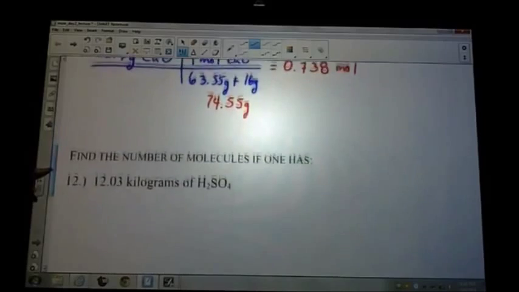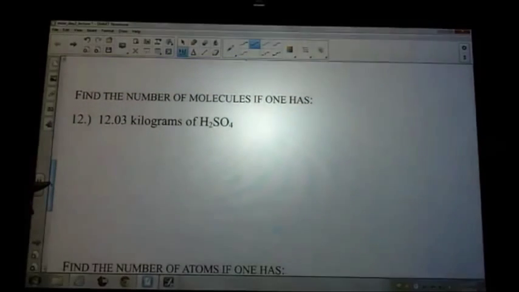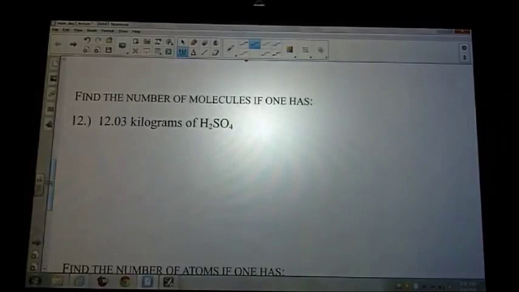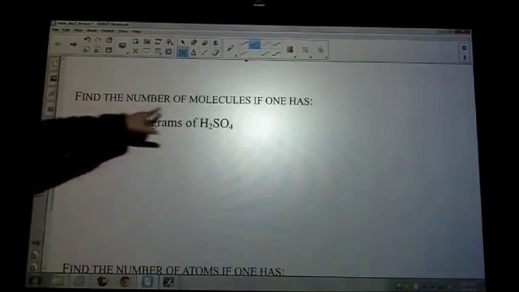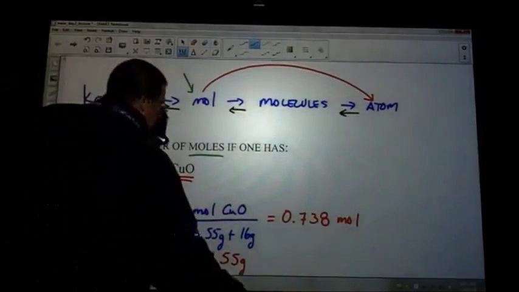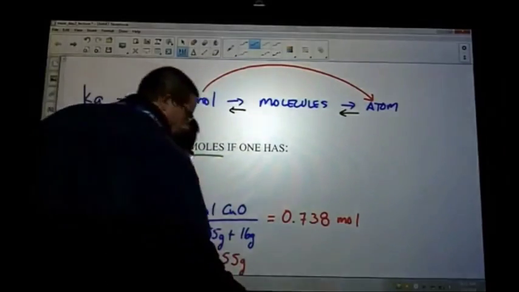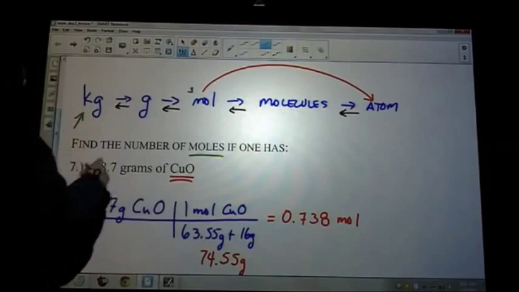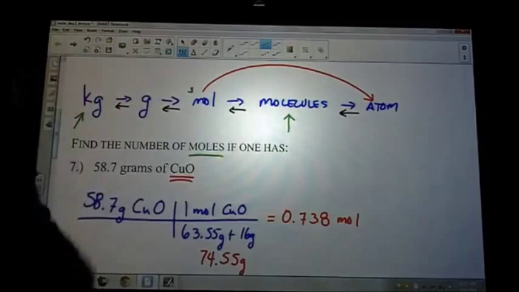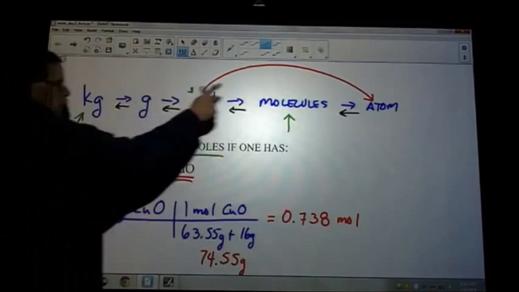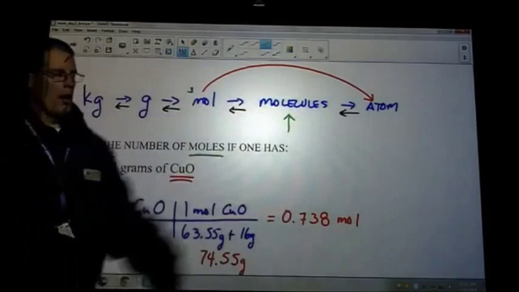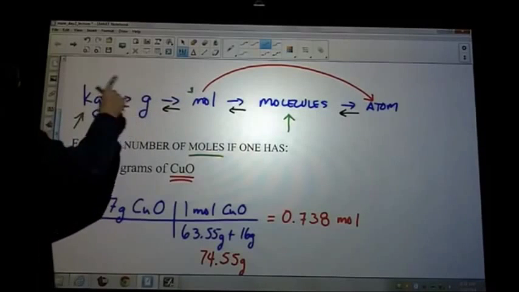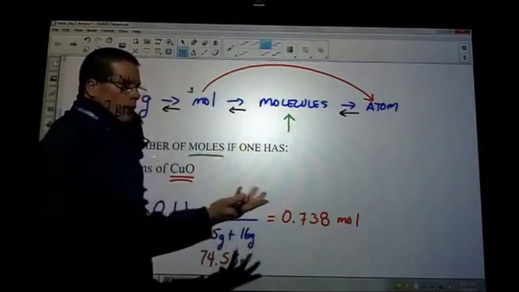Okay, let's take a look at number 12. Now it's starting to get into some fun. Okay, so here number 12 says 12.03 kilograms of sulfuric acid, H2SO4, and it wants to know how many molecules. So in this problem, we're starting with kilograms, and we're going to what? Molecules. So we're going to go here. So starting with kilograms, going to molecules, so you're going to have a 1, 2, 3 step process. And that's probably a good way to do that. Just have this written on top and then realize, okay, I'm starting here, I need to go there, so I need to convert the kilograms to grams, grams to moles, moles to molecules, and I'm done.